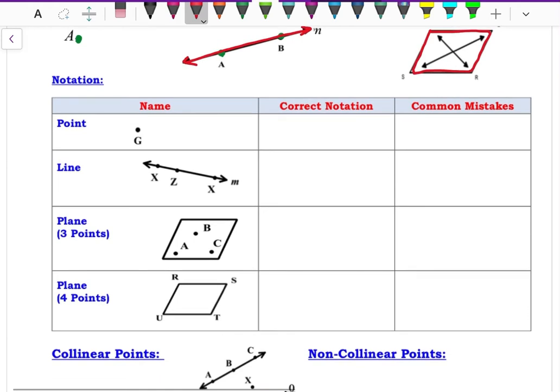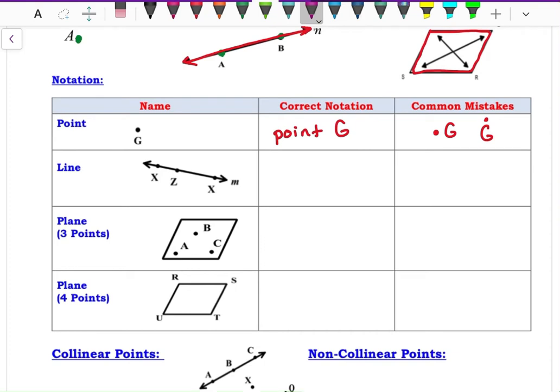So first is a point. The correct notation of a point would be point capital G. So we just write out point and put capital G. So we don't put point G, we don't put G with a point at the top, it's just point G, capital.